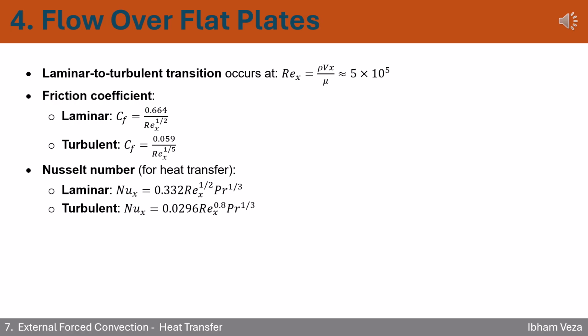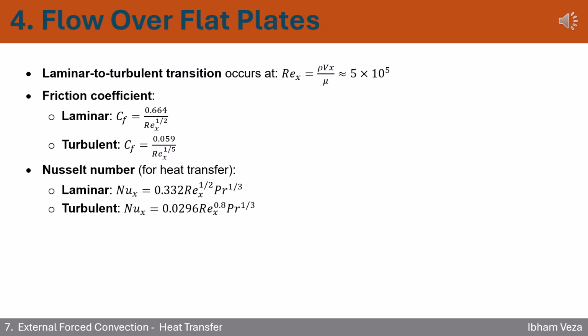4. Flow over flat plates. Let's simplify the idea of flow over flat plates. The first thing you need to know is when the flow changes from laminar, smooth and ordered, to turbulent, chaotic, and mixed. This happens at a Reynolds number of about 500,000. It's a handy shortcut. Below this number, flow is calm. Above it, things get wild.